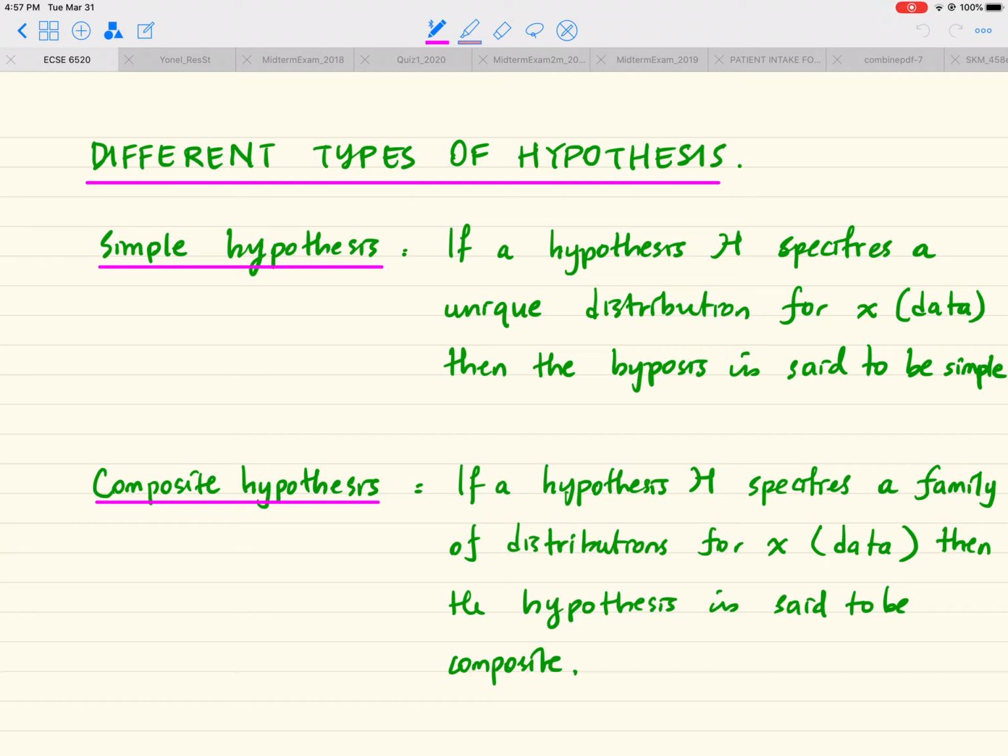In the composite hypothesis, the underlying distributions can take a class of distributions. Underlying data can take a family of distributions, okay, a range of distributions. Perhaps because there's another unknown parameter, okay, or theta itself can take a range of values.